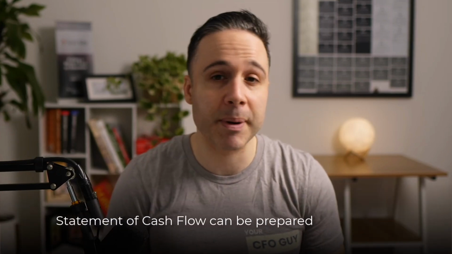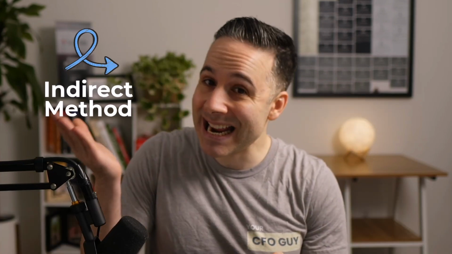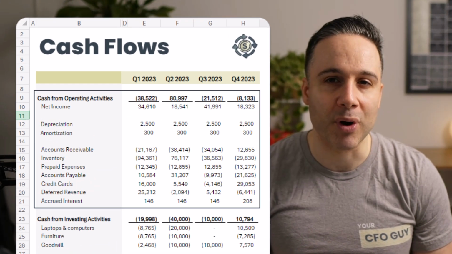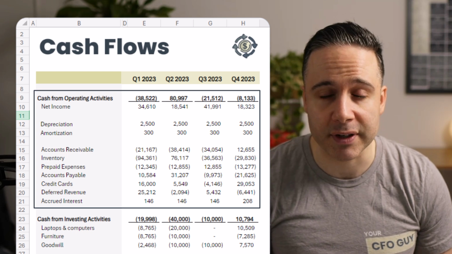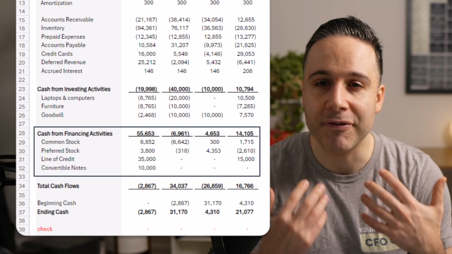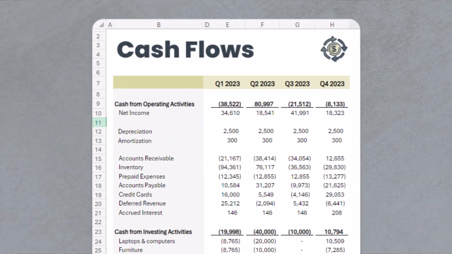But there are a few quirks that you need to understand about a statement of cash flows, such as the fact that a statement of cash flows can be prepared using either the direct method or the indirect method. Now, under both methods, you'll find information aggregated into these 3 sections. These 3 sections will summarize your cash movements from operating activities, your cash movements from investing activities, and then your cash movements from financing activities. So let's analyze each and every single section. Starting with your cash from operating activities.